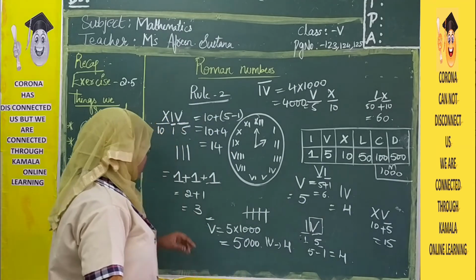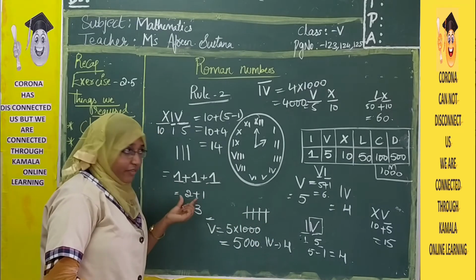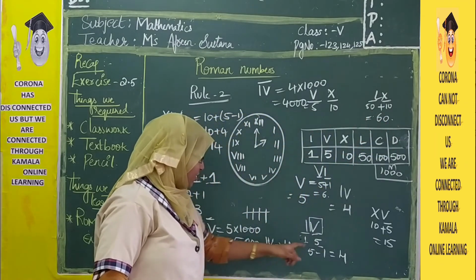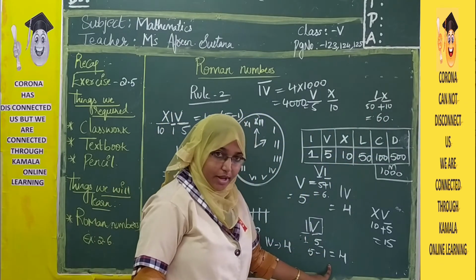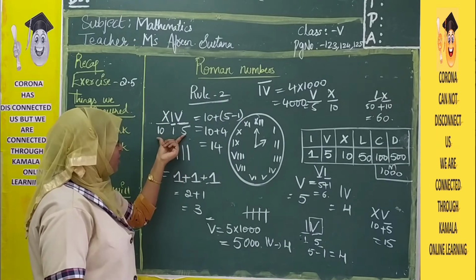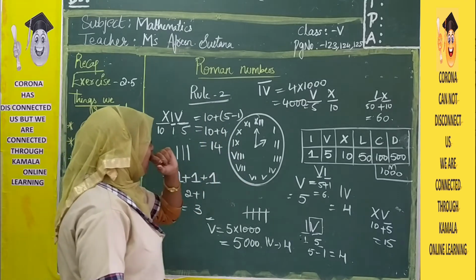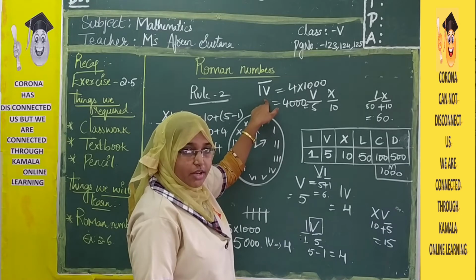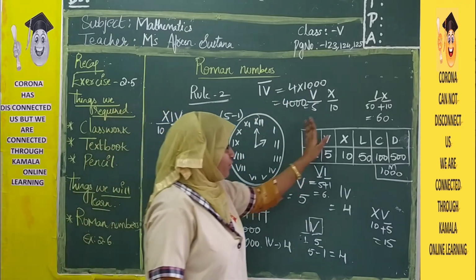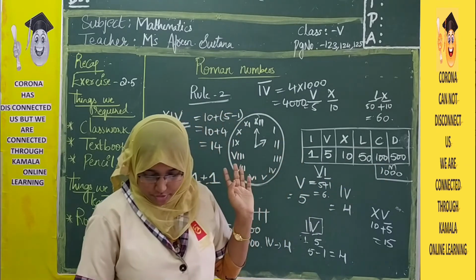We should not repeat the symbols more than 3 times. Whenever the symbol is repeated, the value is added. When a smaller numeral is written on the right side, the value is added. When a smaller numeral is written on the left side, it is subtracted. When a smaller numeral is placed in between two greater numerals, it is subtracted from the next following Roman numeral. Next, if a bar is placed on a Roman numeral, we will multiply it with 1000. These are the rules. And we should know what these Roman numerals are. These are the 7 basic and very important denotations of Roman numerals.